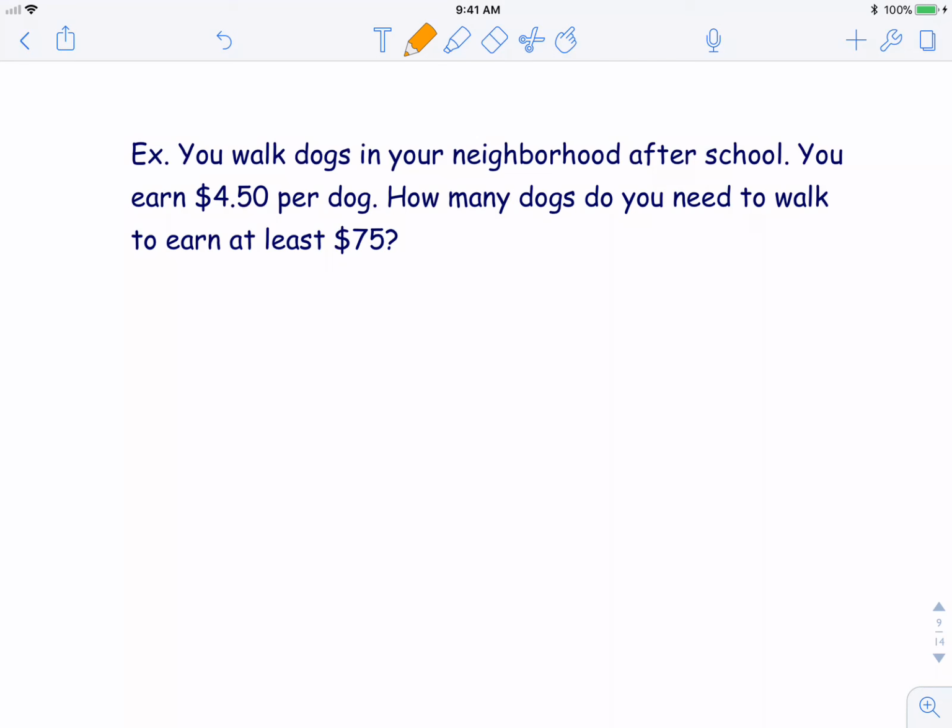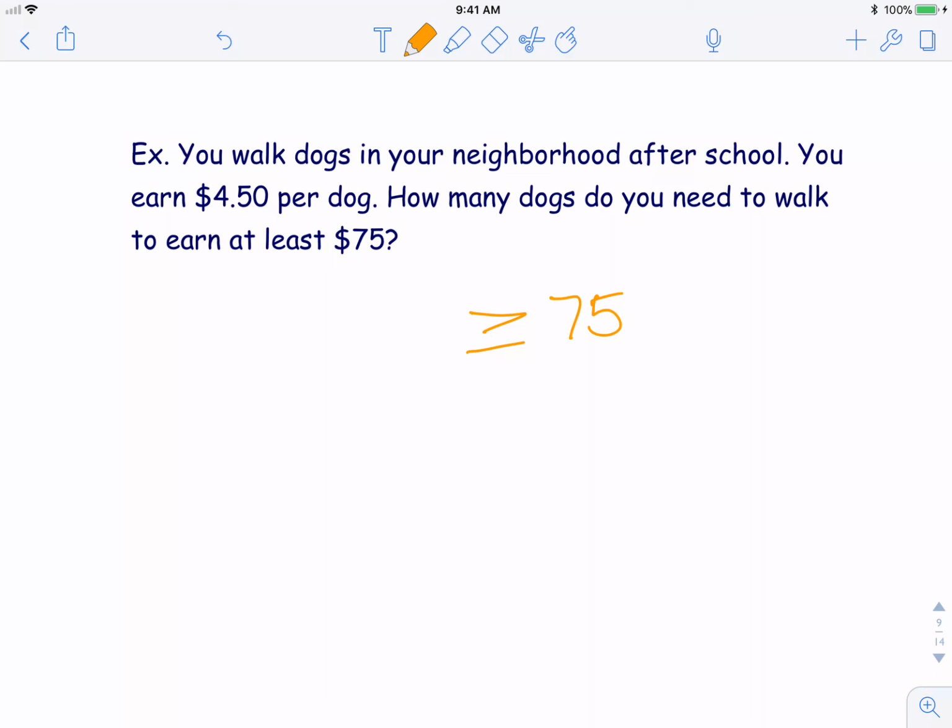All right, so now for some application problems. You decide to walk dogs in the neighborhood after school. You earn $4.50 per dog. So for every dog you walk, you earn an additional $4.50. It says, how many dogs do you need to walk to earn at least $75? Remember, at least means that's the smallest amount. So I want to be greater than or equal to $75.